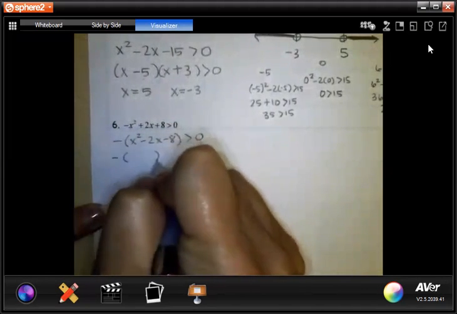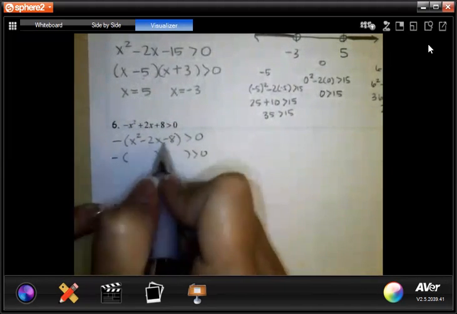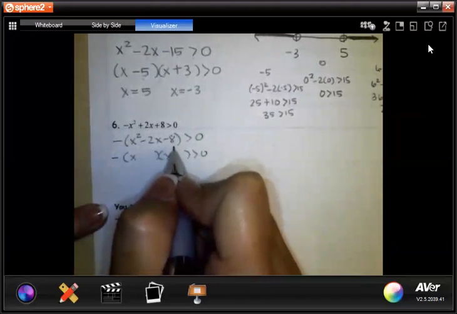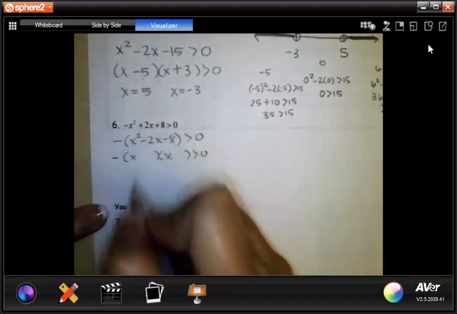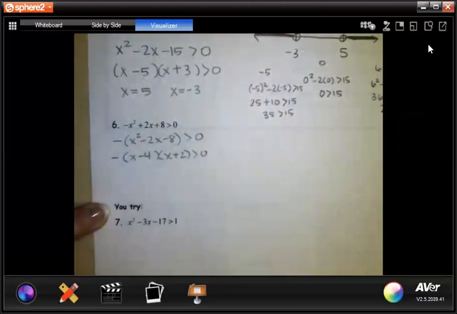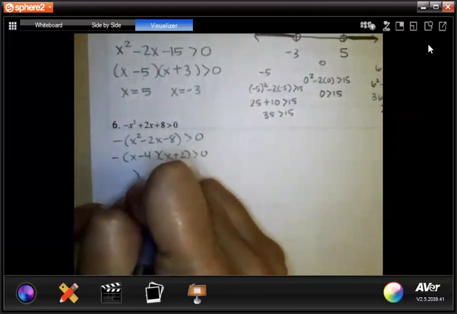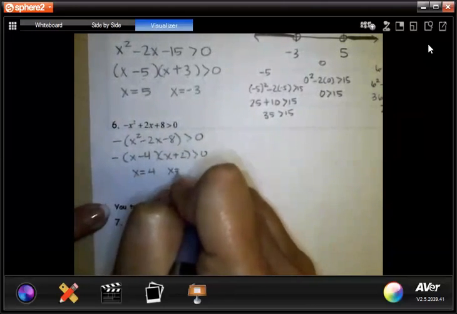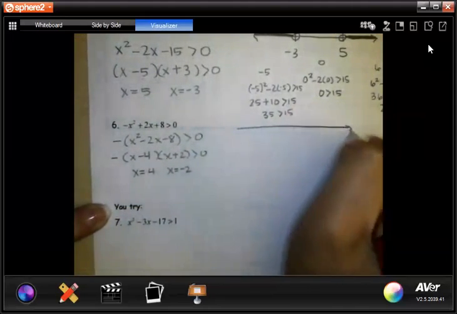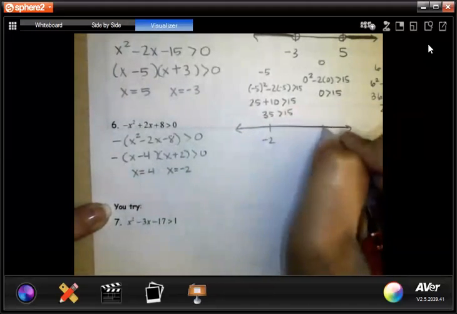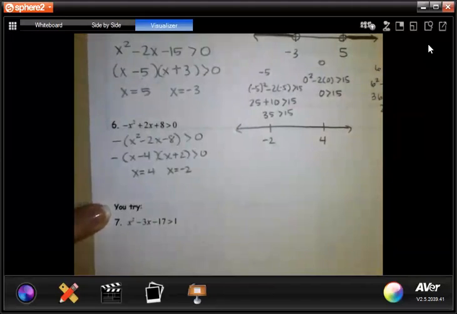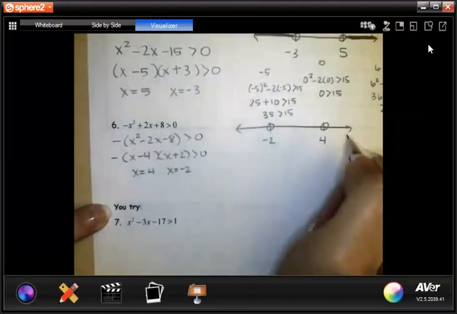I then factor my trinomial here. X times x gives me x squared. What multiplies to be -8 and adds to be -2, that would be a -4 and a +2. And so my two roots are 4 and -2. I'm going to get those graphed on my line here. There's no equal sign underneath it, so they would be open circles here.